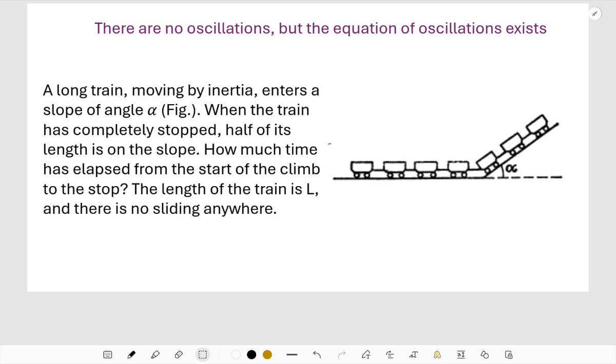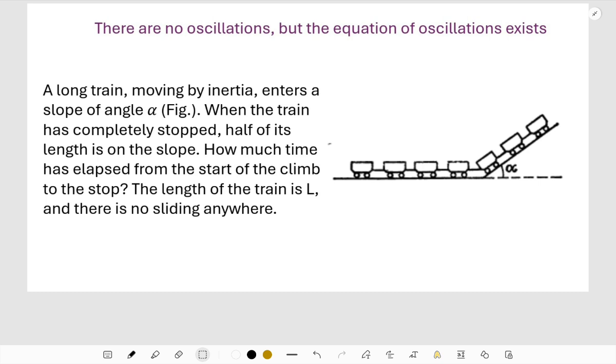There is a problem whose heading says there are no oscillations. Of course, in this problem there will be no oscillation as such, but the equation of oscillation exists. वो oscillation का जो इक्वेशन है वो आएगा इसमें. कुछ इस किस्म के भी प्रॉब्लम्स होते हैं. Read the statement of the problem. It's just a start, so I'm trying to get started.